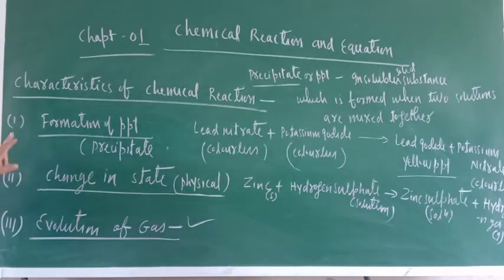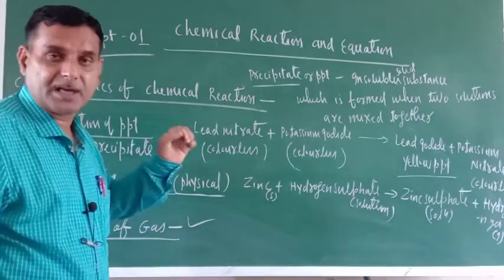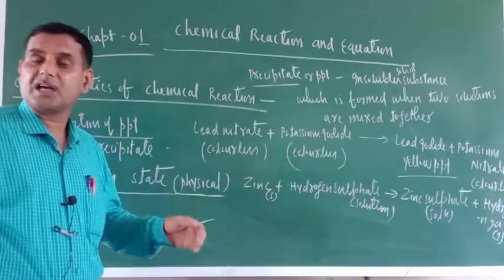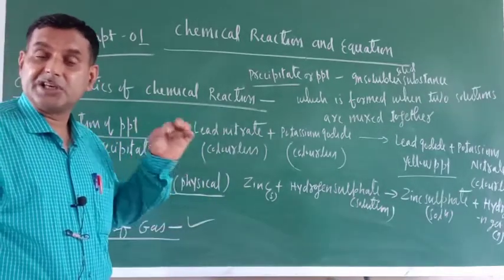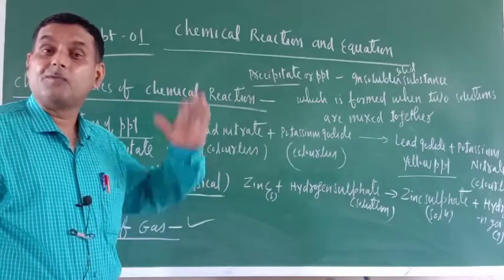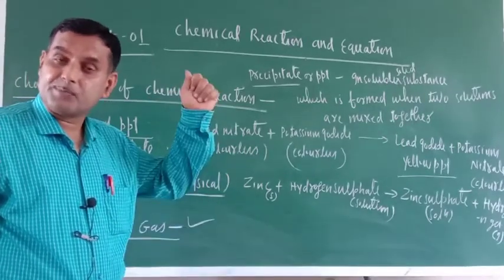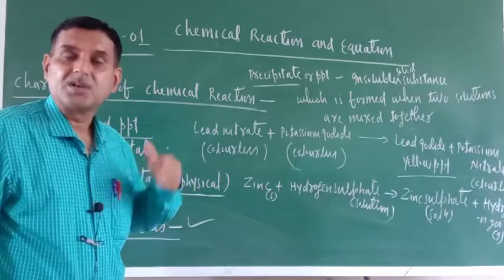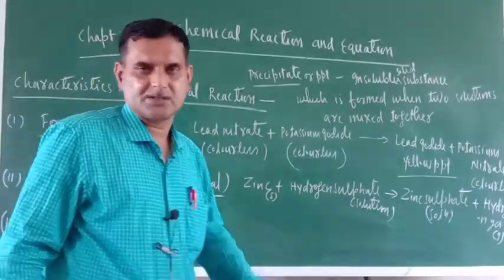Now the fourth one I will write, change in color, and the fifth one I will write, change in the temperature. During the course of a chemical reaction, there is a change in the color and there is a change in the temperature also. In some reactions, heat is evolved. In some reactions, heat is absorbed. We will give you the example also.